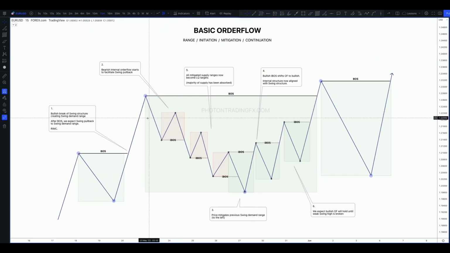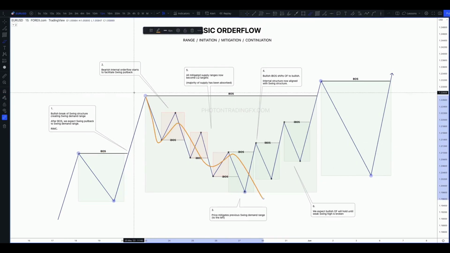Now, like I was saying, sometimes we can get big swing ranges, and this is where we've been diving into how we can be a bit more accurate with the internal structure within that. So after we have a swing break of structure, what do we expect? We expect a swing pullback. So when we have that internal structure giving us a series of internal lower lows and lower highs, we get a bearish internal break of structure.